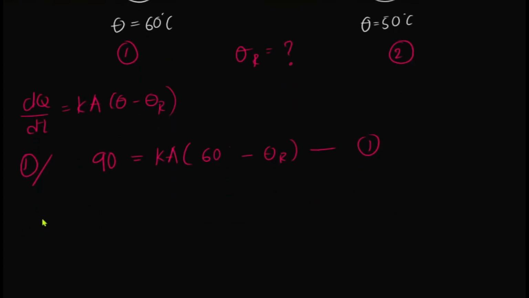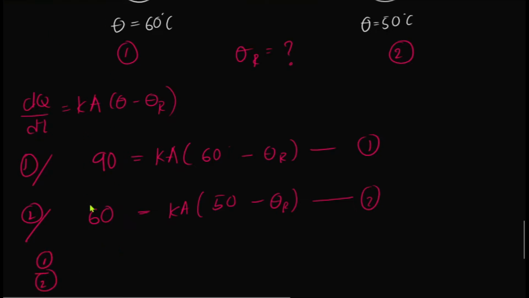And let's apply the equation for the second instance. In the second instance, the rate of heat loss is 60. kA is once again a constant. The temperature of the object is 50, θr. It's the second equation. So actually guys, we need to divide the first equation by the second equation.